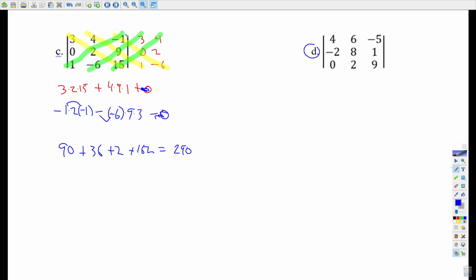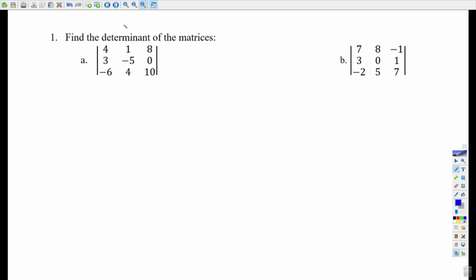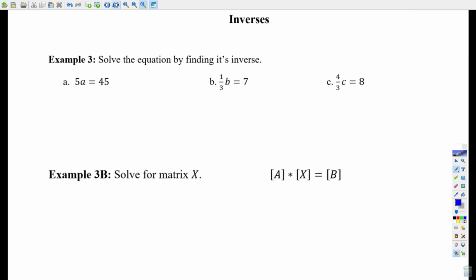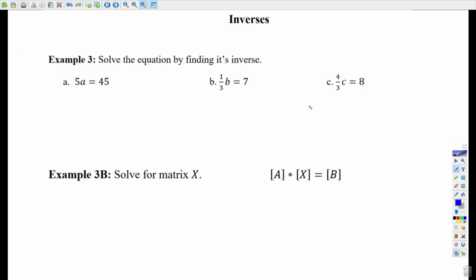And I'll leave D for you to do as well. B and D in the examples you guys can do. There's also some huddles, but you only have to do 2 of them. I'd like to wrap this video up because I want to get through the inverses and be done with it. Probably won't do all that either. Let's see. All right, inverses.